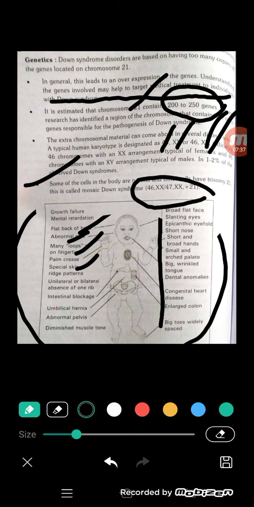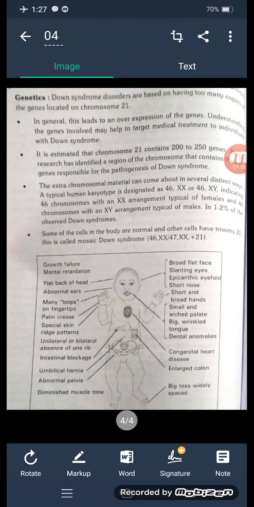So these characteristics are present in the body genetically and physically, affecting chromosome number 21. These physical characteristics can be identified in our baby. So it leads to Down syndrome.